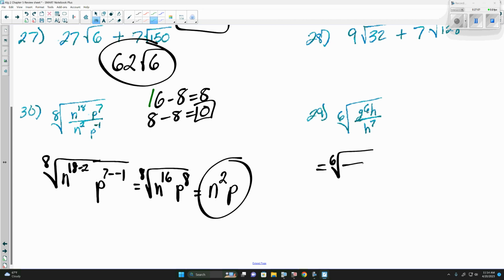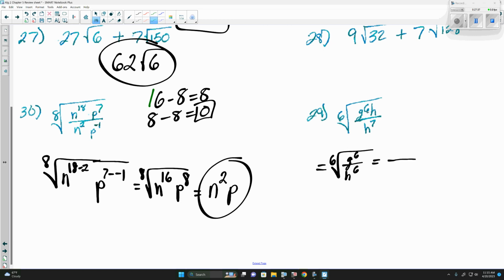Now for number 30, we're taking the 6th root of g to the 6th, h over h to the 7th. Now, g to the 6th, there is no g on top and bottom, so we leave it alone. But we could simplify the h's because there's 1 on top and 7 on bottom. 7 minus 1 is 6, and it stays on bottom. Because it's bigger on bottom, it stays on bottom.